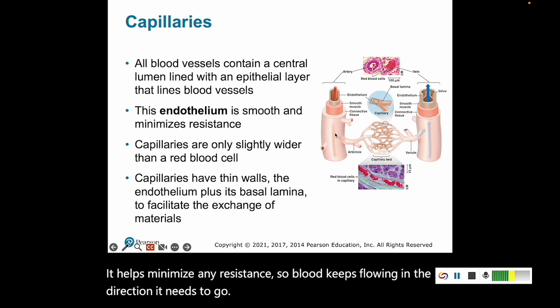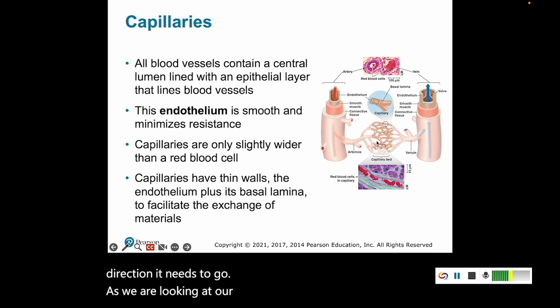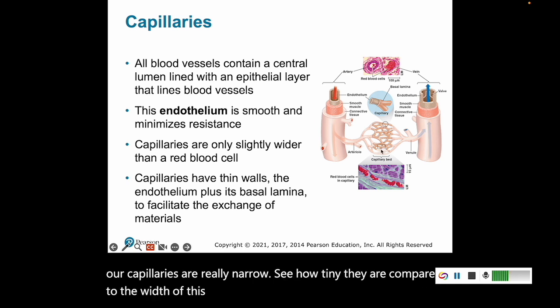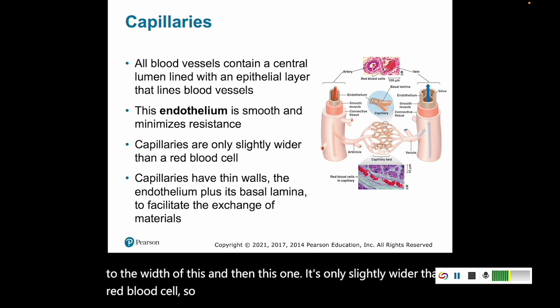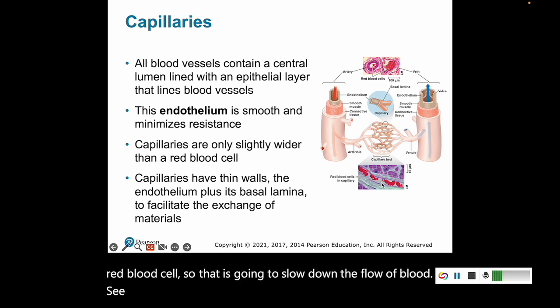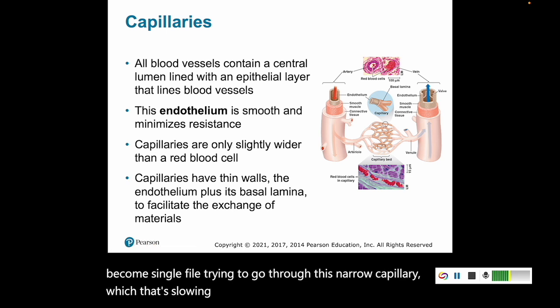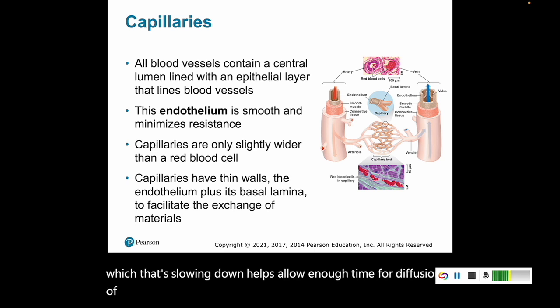As we're looking at our arteries and our veins, our capillaries are really narrow. See how tiny they are compared to the width of this and then this one? It's only slightly wider than a red blood cell. So that is going to slow down the flow of blood. See here how we can see these red blood cells? They almost become single file trying to go through this narrow capillary, and that slowing down allows enough time for diffusion of nutrients to leave the capillary and for waste to be picked up.